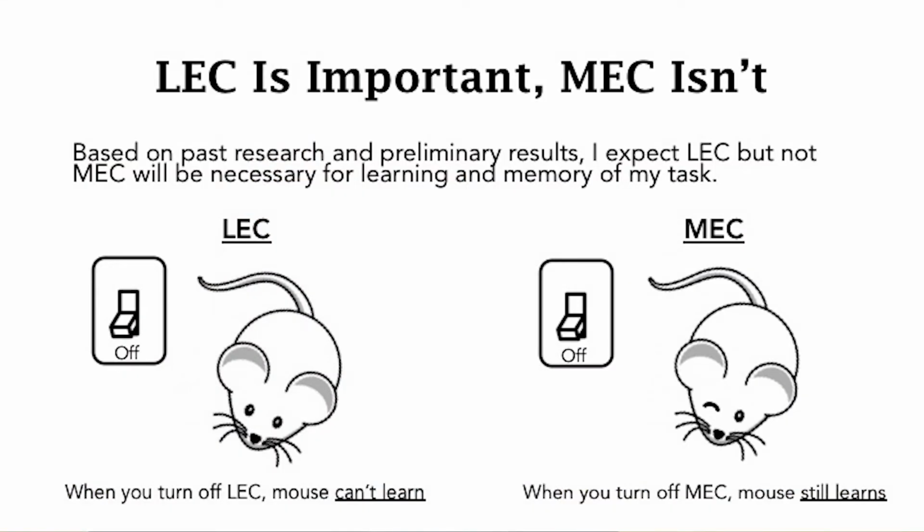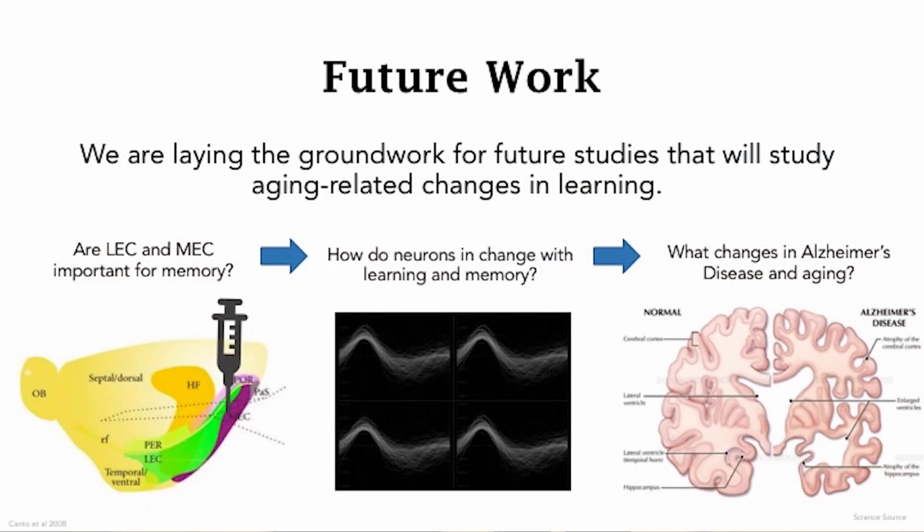My preliminary results suggest that while LEC is important for episodic memory, MEC is not. So when I turn off LEC, the mice can no longer learn, but when I turn off MEC, the mice still can learn. Overall, we're finding the groundwork for age-related changes and Alzheimer's disease.